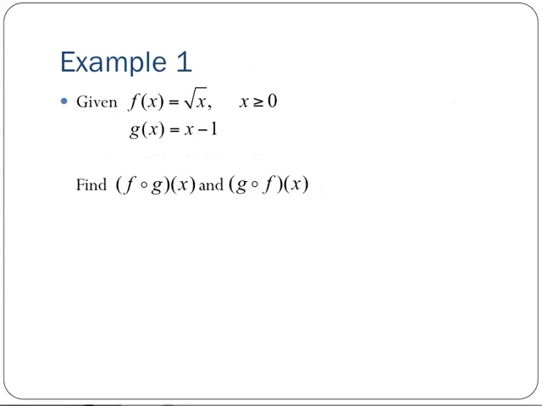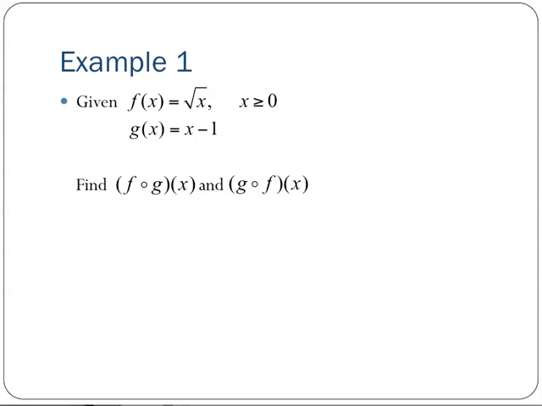Here's example 1. Given f of x is equal to the square root of x and g of x is equal to x minus 1, x is greater than or equal to 0. And we have that restriction there because we have that square root of x already there. So x has to be greater than or equal to 0. Find f composed with g of x and g composed with f of x, or f of g of x and g of f of x.